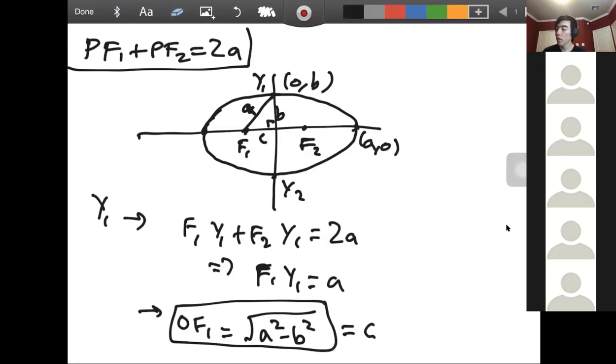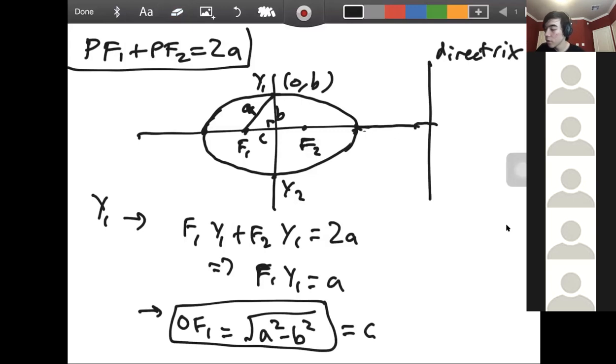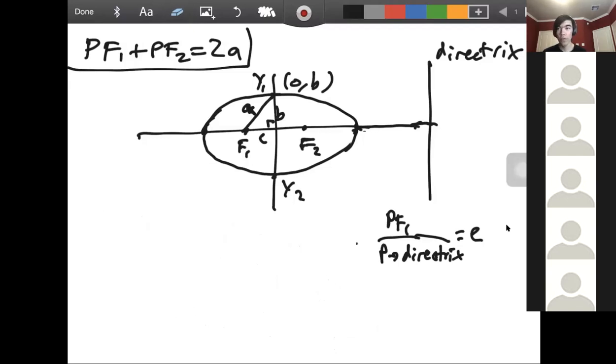Okay, next step. We found out where the foci are, but we need to find out where the line is. Remember, there's this line called the directrix. So how do we find out how far this line is? Okay, so we know the definition that Pf1 over P to the directrix, I don't know how to write it in notation, but we know that this is a constant, which is equal to your eccentricity. So we don't know what the eccentricity of the ellipse is yet, so we can't just plug in one point. So we will have to plug in two points.